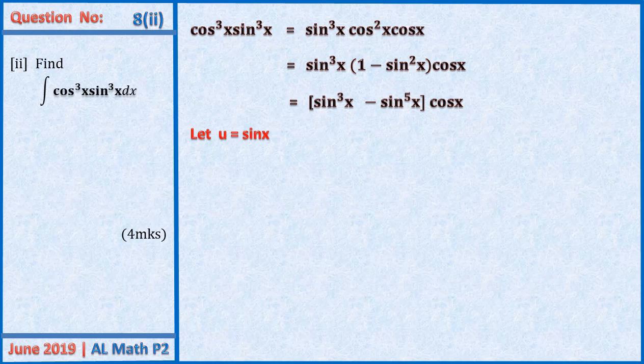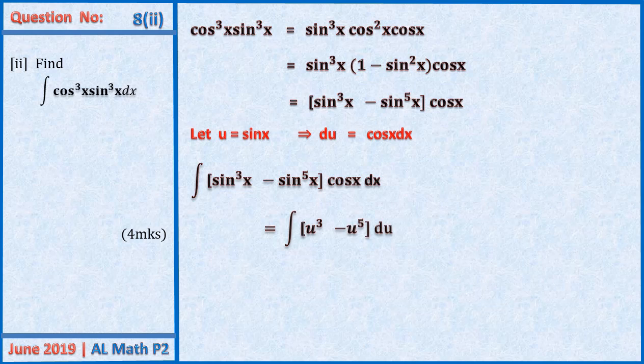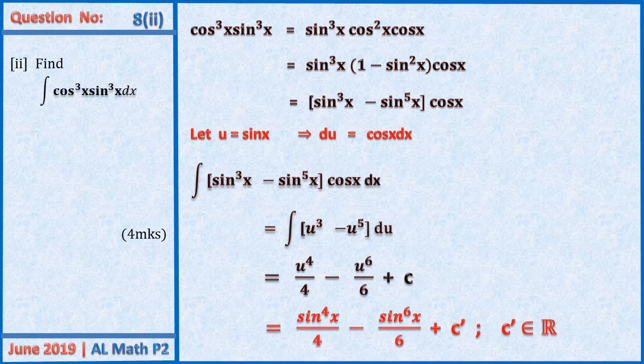Now let u be equal to sin x. That will give us du to be equal to cos x dx. So putting into the integral function, we have the integral of (sin cubed x - sin to the power 5 x) cos x dx. Replacing it by its value, since u is equal to sin x, then sin cubed x will be equal to u cubed, and sin to the power 5 x will be equal to u to the power 5. And from our work, cos x dx is equal to du. So integrating this, we have u to the power 4 on 4 minus u to the power 6 on 6 plus the constant of integration.